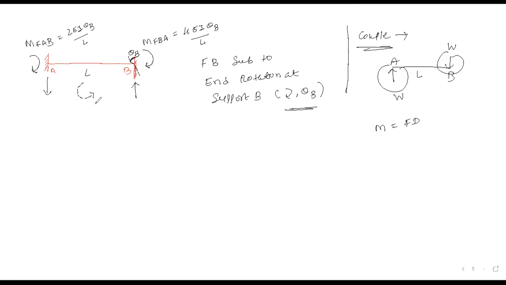Okay. So now I am not going to discuss how to calculate such a moment, because it diverts our topic. I am writing its value directly. So its value will be 6 EI theta B by L square. And this is 6 EI theta B by L square. I hope it is clear to all of you.